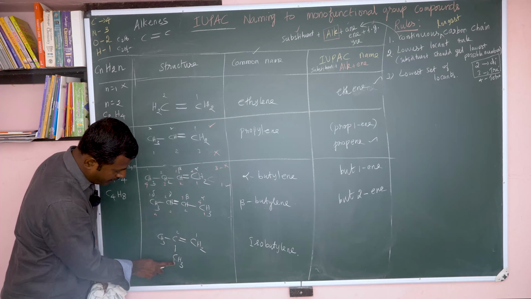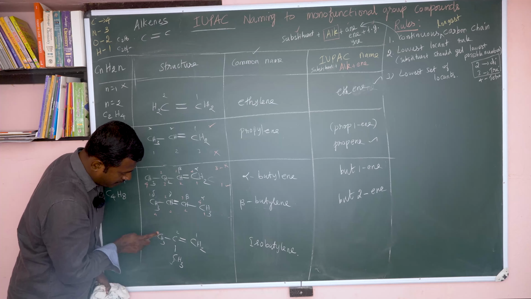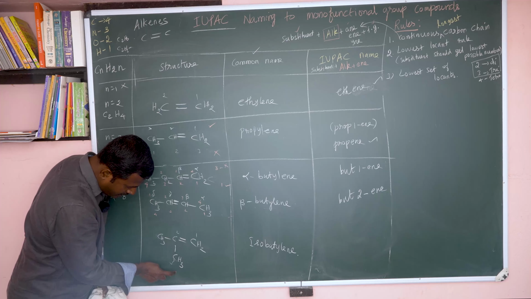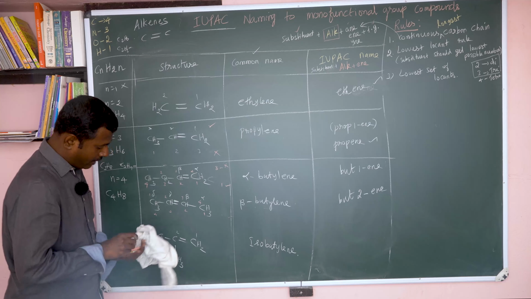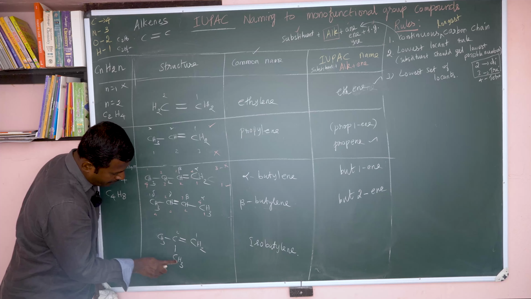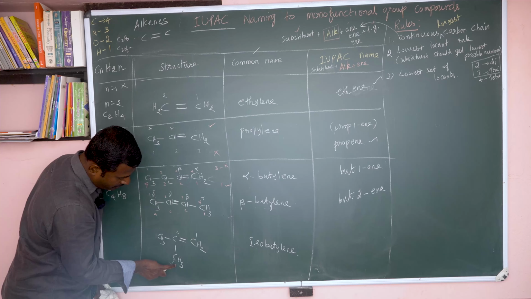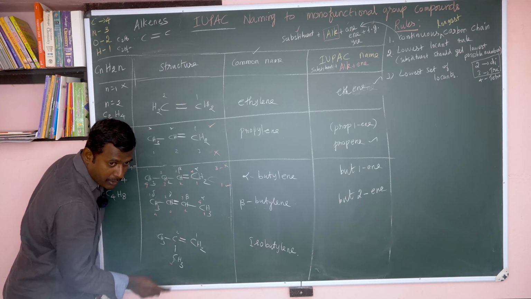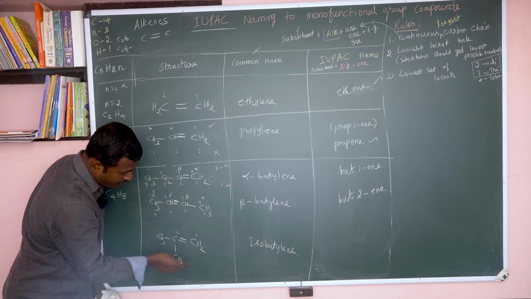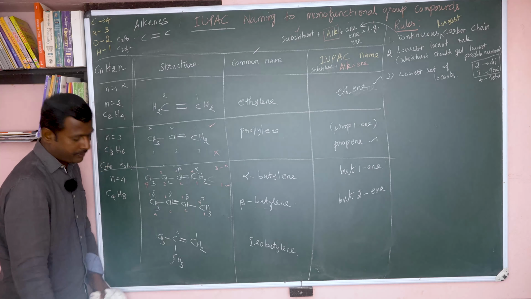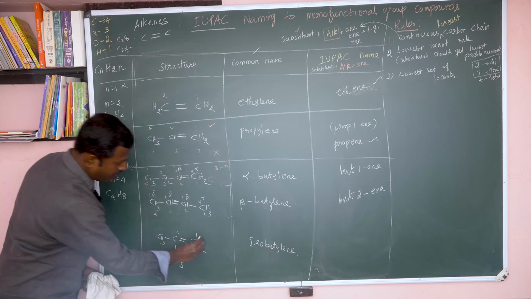If you continuously give number 3 here, then this is considered as a branch. If you start from here, 1, 2, 3, the double bond will get number 2. But if you start from here, 1, 2, 3, now the double bond will get number 1. So this is actually the correct way.